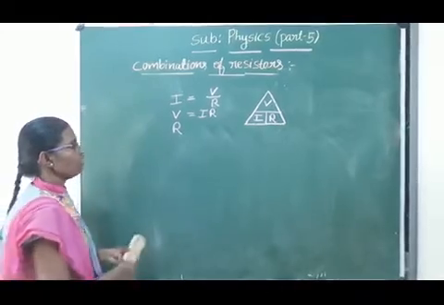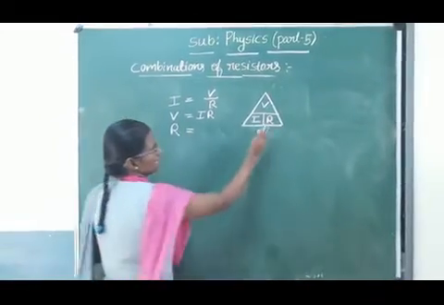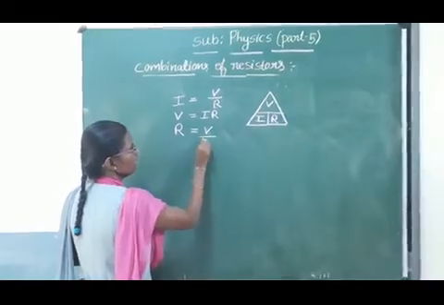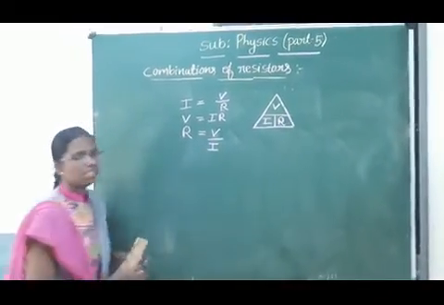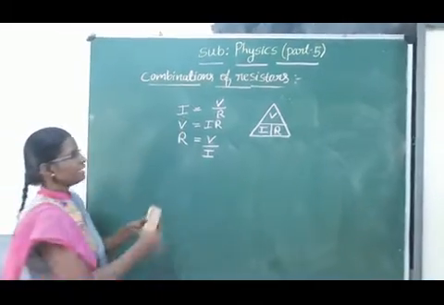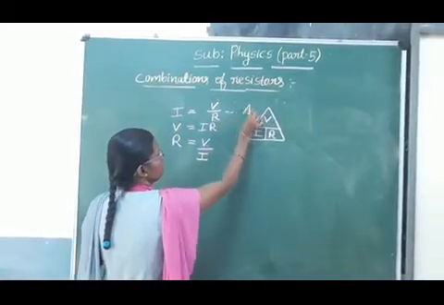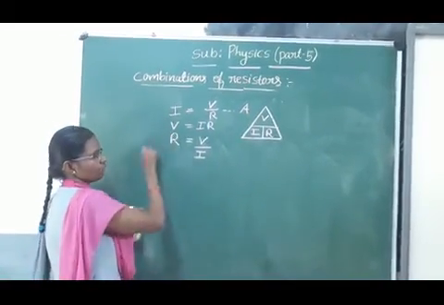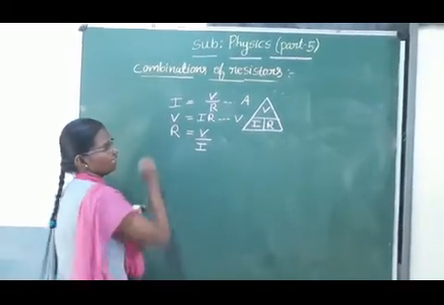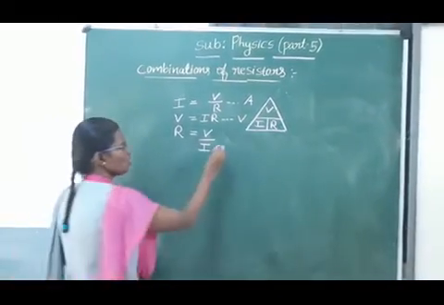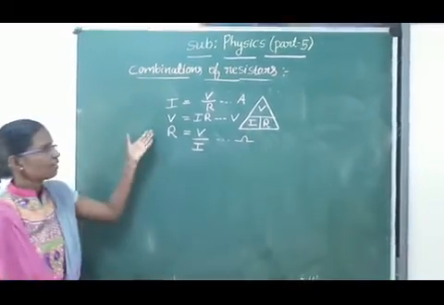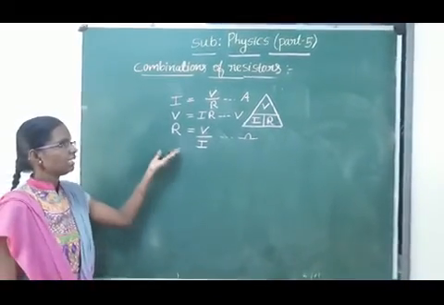Then what is the formula for resistance? Cover that letter. What remains here? V by I. So this is the formula for resistance, R is equal to V by I. The SI unit of electric current is the ampere, represented as capital A, potential difference is measured in volts, that is V, and the SI unit of resistance is the ohm. So this is the symbol here. This is the formula for electric current, voltage and resistance.